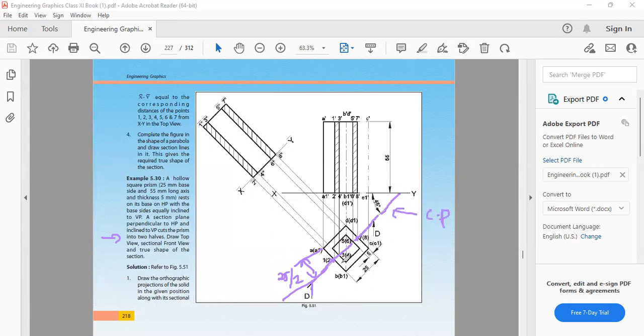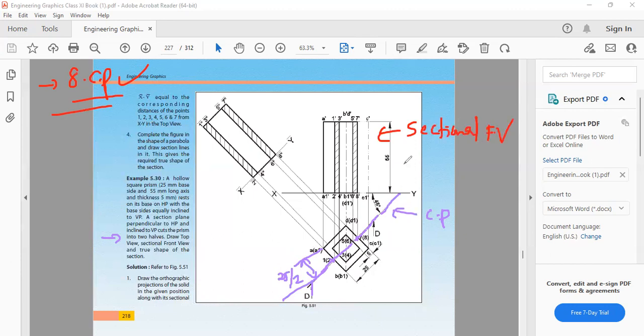Okay, then mark the cutting points here. How many cutting points? Total 8 cutting points. Correct. Okay. So project this to the front view. You will get the sectional front view.